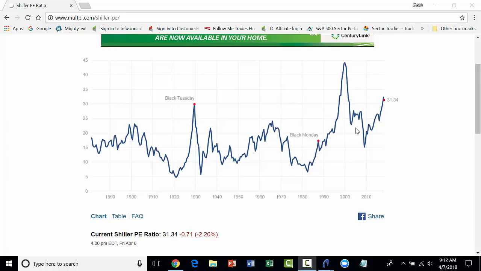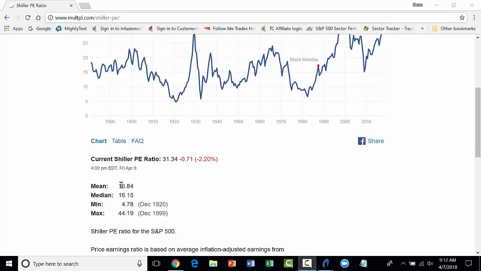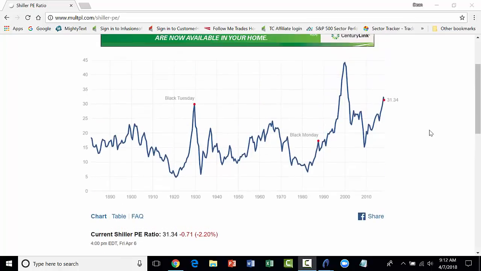And you can see the mean over all history is 16.84, median 16.15. The max that's ever been is 44.19, and we're pushing somewhat close to that. We're just about double the mean, and you can see back in 2000 when that correction happened, it was at a pretty unprecedented high level, and we're above any kind of recent highs.